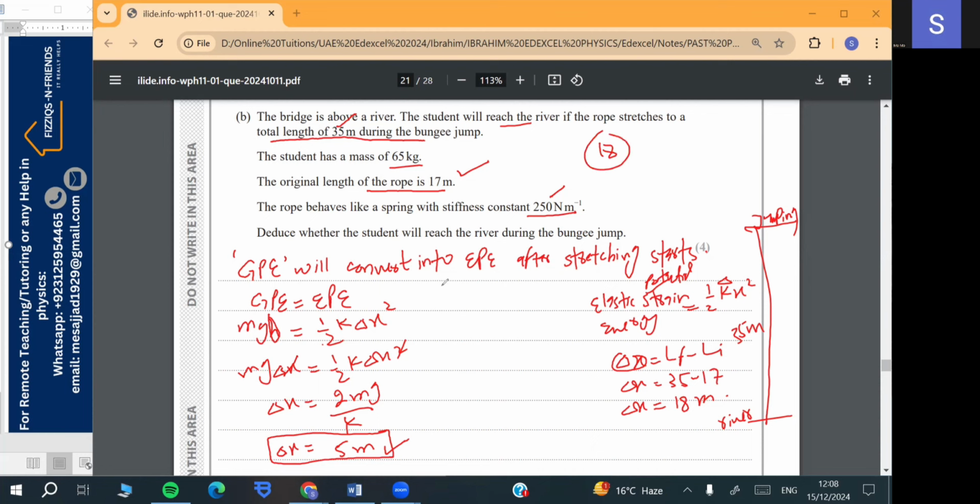It means the initial length is 17 meters. This is the river, and this distance is 18 meters more extension, but the student will come up till this point, which is 5 meters more. So this will be the student's new location. It means the student is not going to fall into the river.